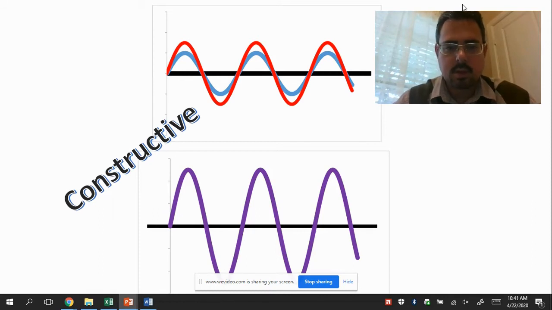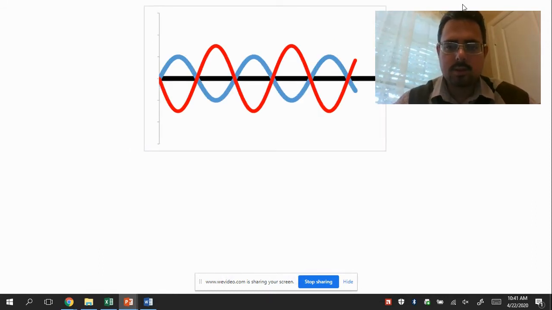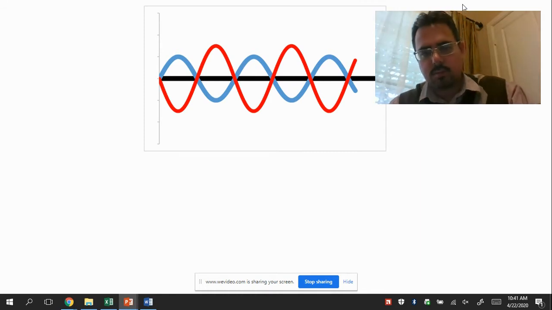Right, destructive interference is when some of that energy kind of cancels each other out. The energy is there, but it's going to make the amplitudes not as high, right? Because some of that energy is working to bring the medium down, some of it's working to bring it up.